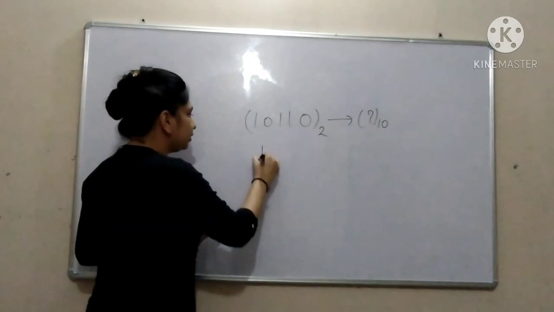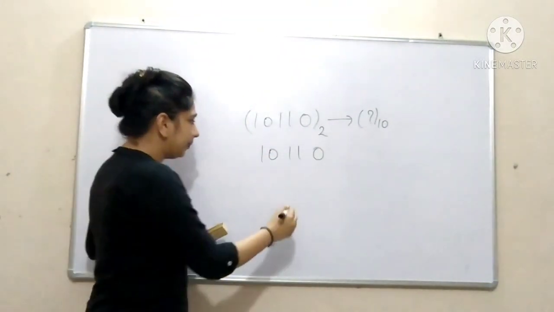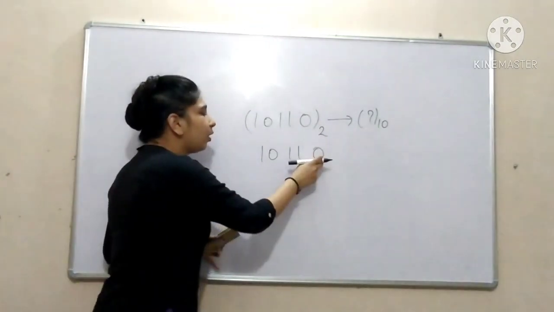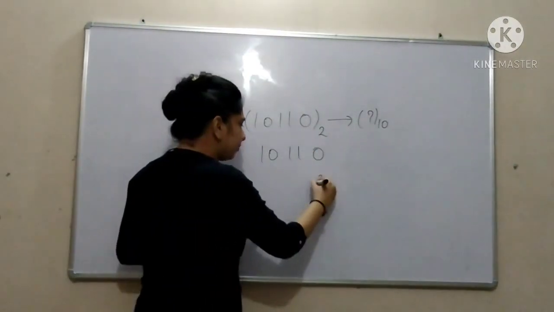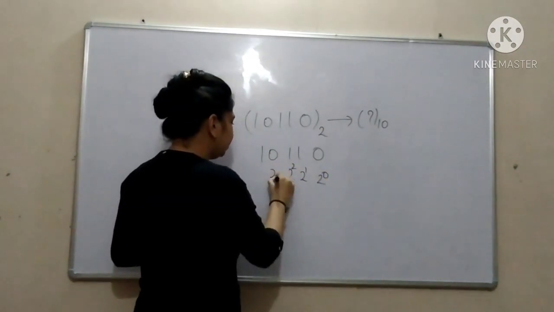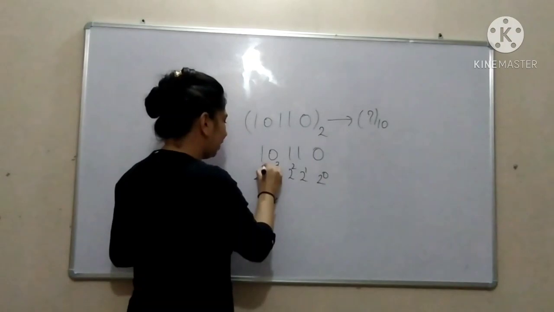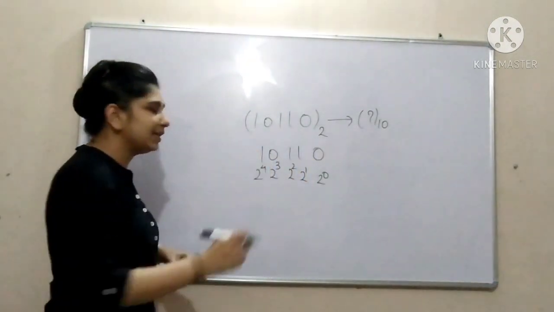So how am I going to convert it? What will I be doing? Multiply. Go from the right hand side bit. So 2 raised to power 0, 2 raised to power 1, 2 raised to power 2, 2 raised to power 3, 2 raised to power 4. Moving from 0, 1, 2, 3, 4 this way.